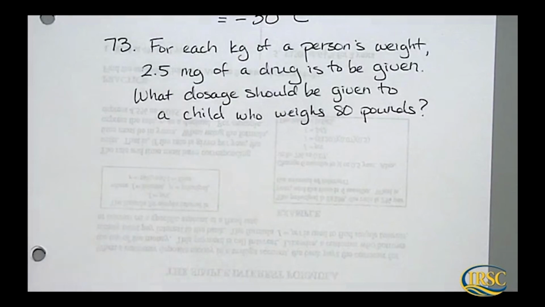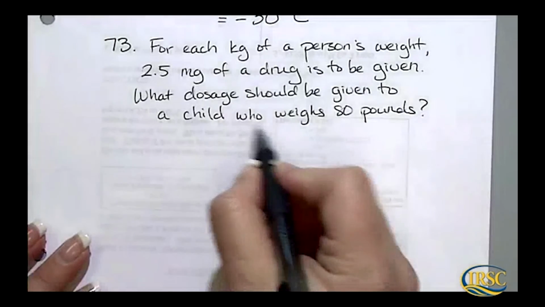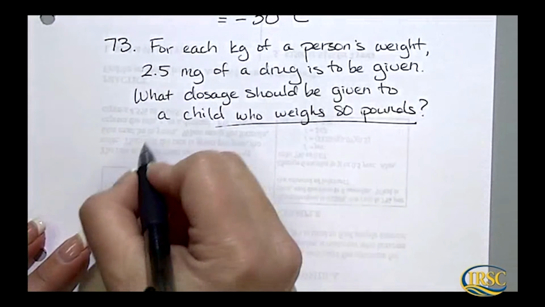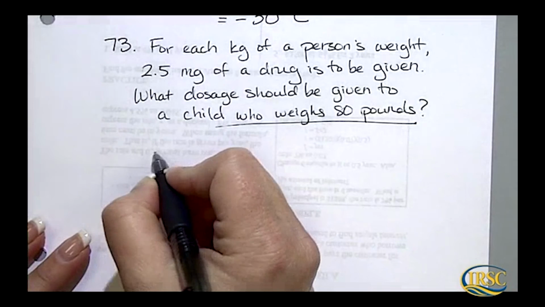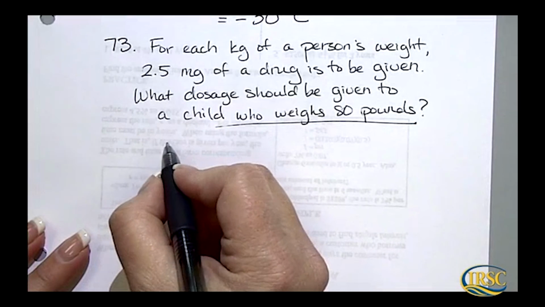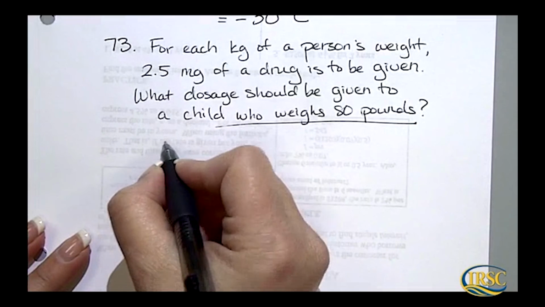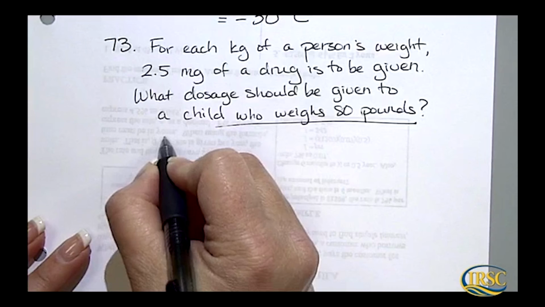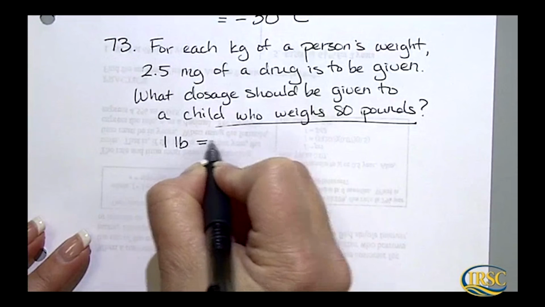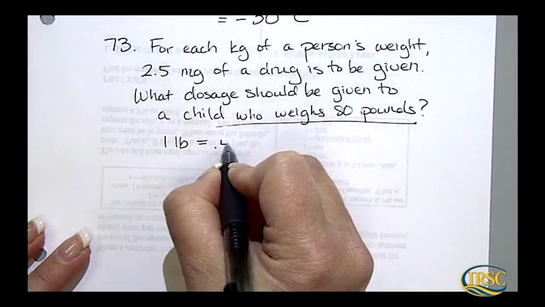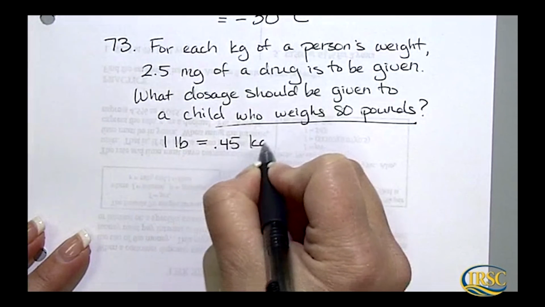Okay, so your dosage is based off the weight of the person, but it's also based off kilograms, and you were given pounds. So the first thing you have to do is convert the child's weight. All right, so looking at what we know about pounds and kilograms in the textbook, we know that 1 pound is equal to 0.45 kilograms.